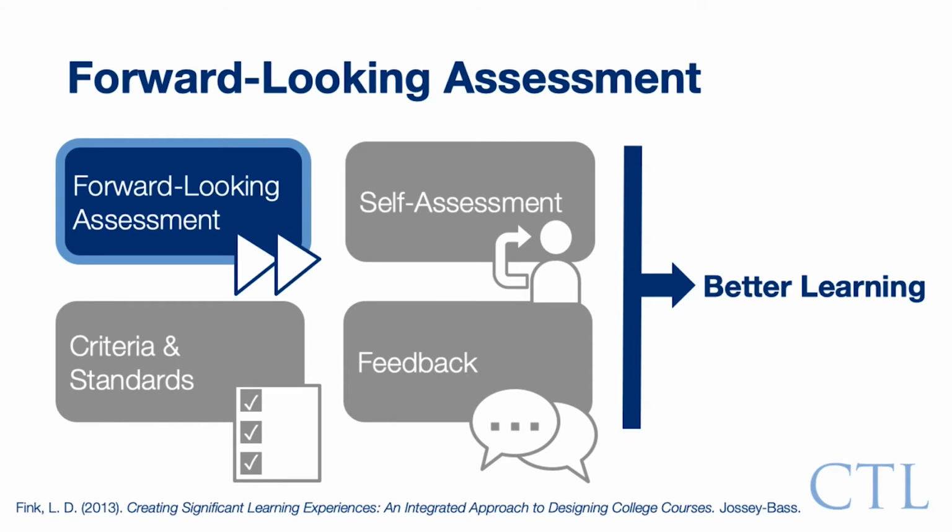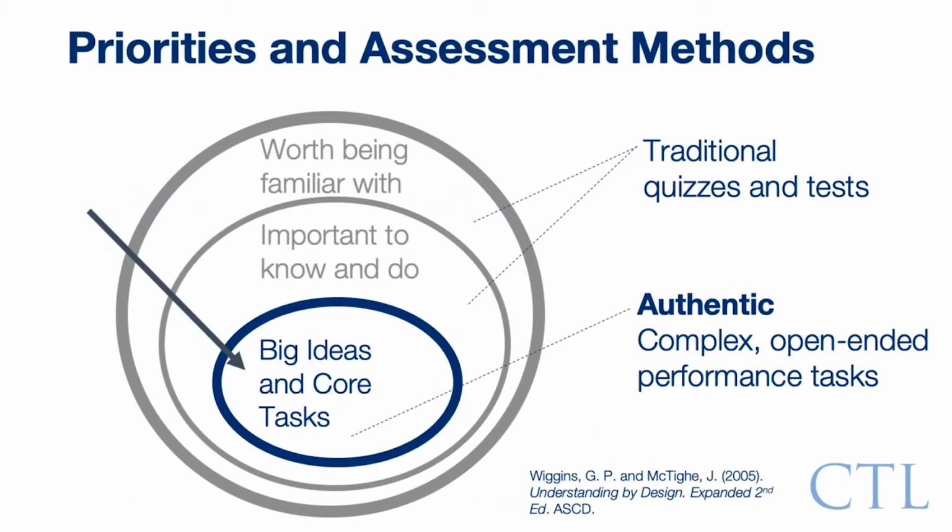Recall in the previous video on articulating learning objectives, you were encouraged to identify the big ideas and core tasks that students will be asked to do in your course. For Wiggins and McTighe, assessment must be grounded in authentic performance-based tasks. Assessing students at the core requires higher-level thinking on complex, open-ended tasks, whereas on course content and skills that are important and worth being familiar with, those could be assessed using traditional quizzes and tests. Examples of authentic assessment include projects, exhibitions, portfolios, and may involve students in doing history, solving real-world problems, or conducting scientific research.